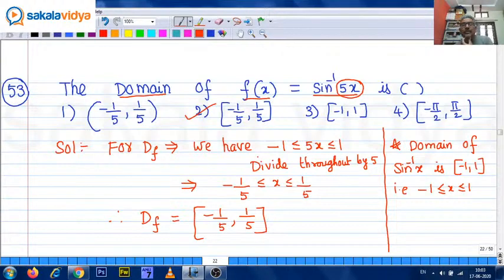Option 1, 2, 3, 4. 1, 3, 4. Okay, can you solve this question? Domain of f of x equals 1 by root of x minus 1 by root of 1 minus x square. I don't have the idea, Padma. I will check it now. If you know the method, actually you can forward it. No problem.